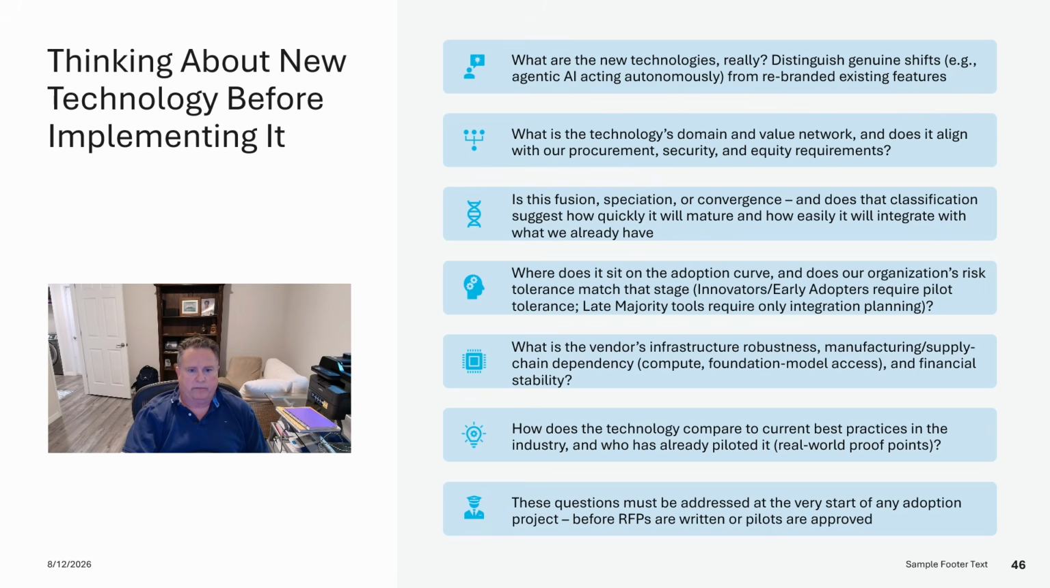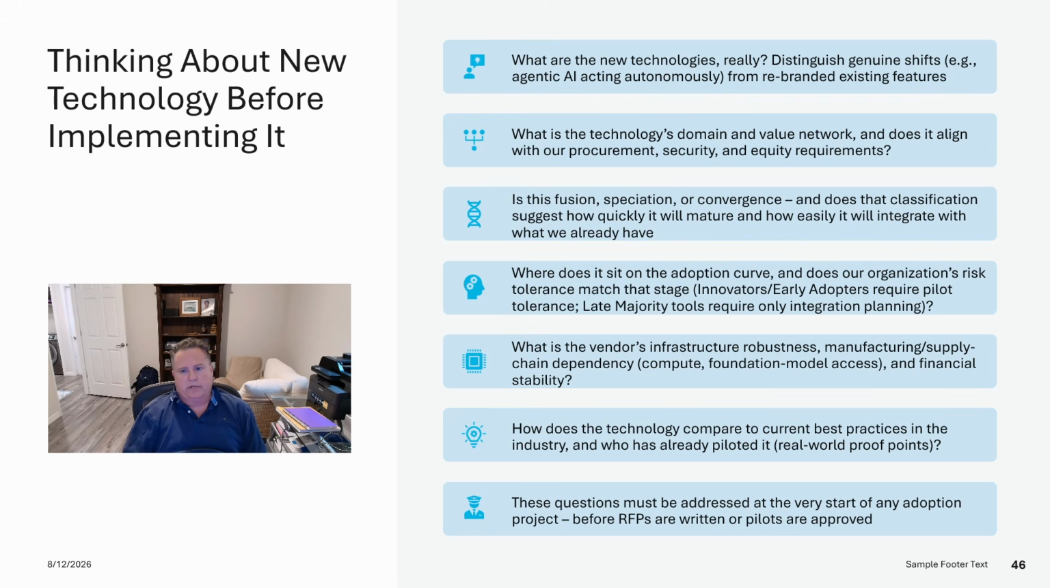Thinking about new technology before implementing it, one has to ask themselves, what are the new technologies? What are they really? Distinguish genuine shifts, such as agentic AI acting autonomously, from rebranding of existing features. What is the technology's domain and value network? Does it align with our procurement, security, and equity requirements?